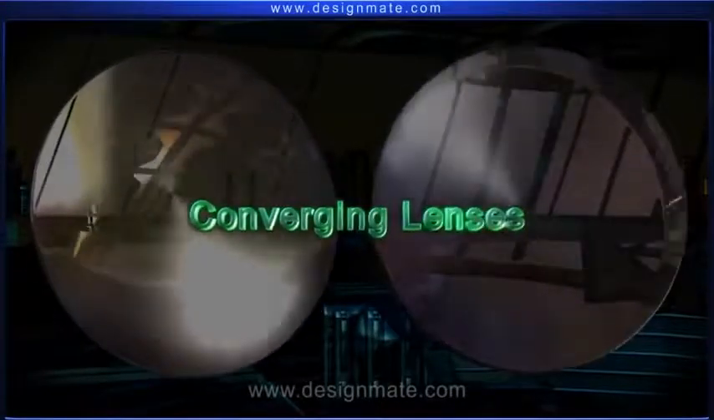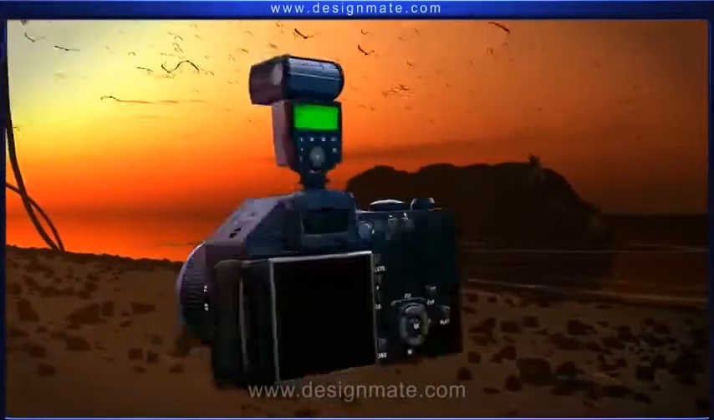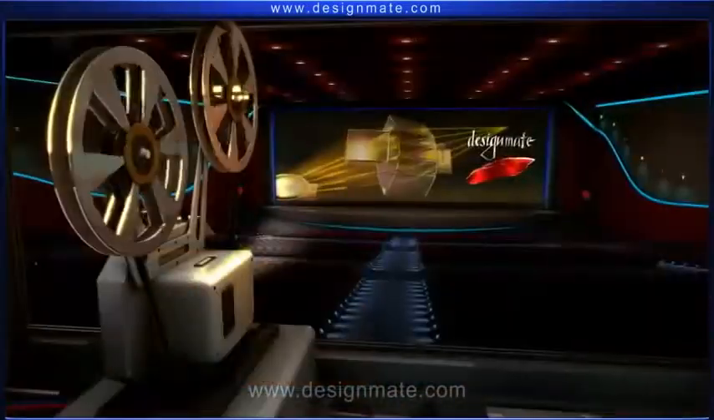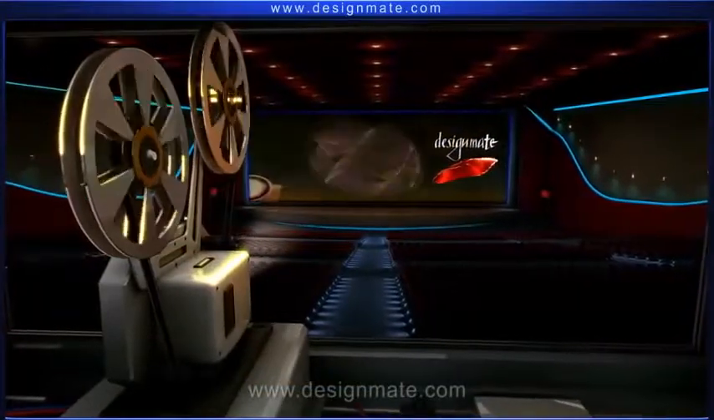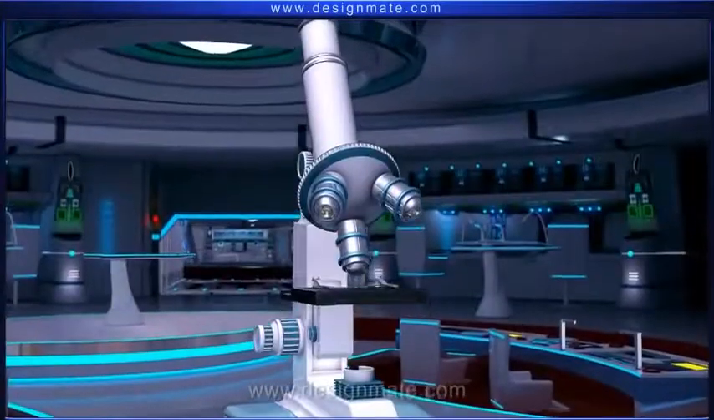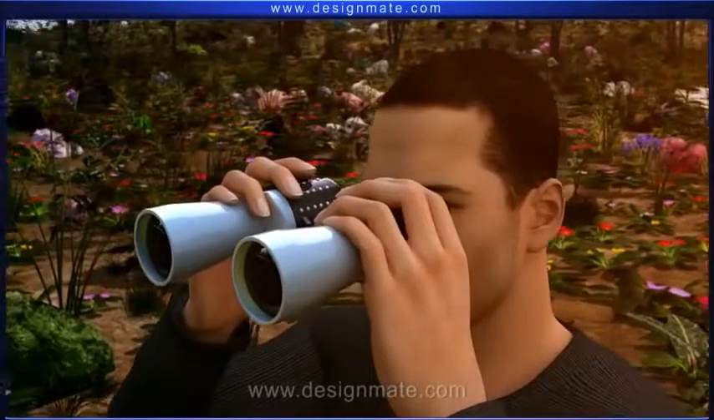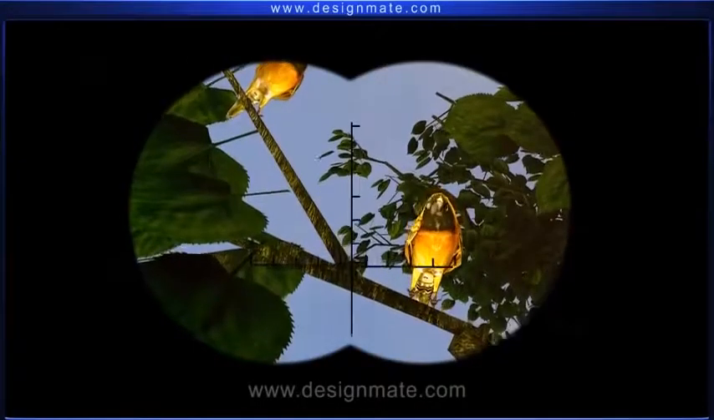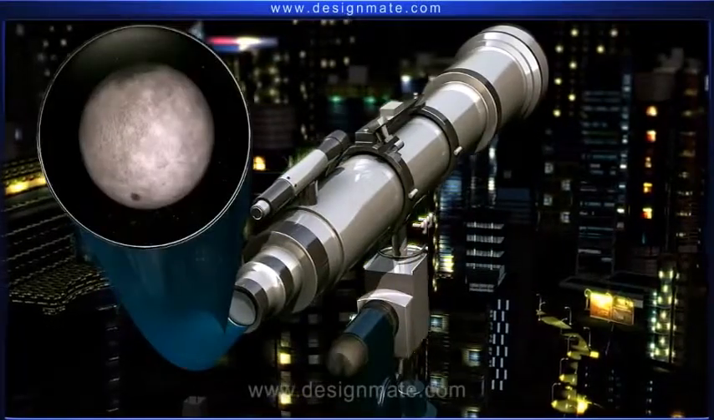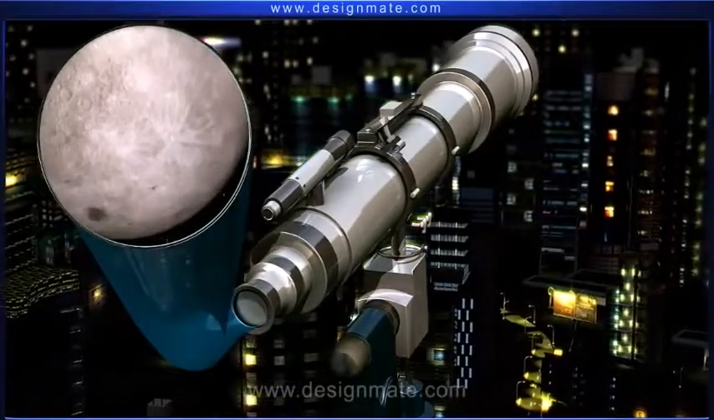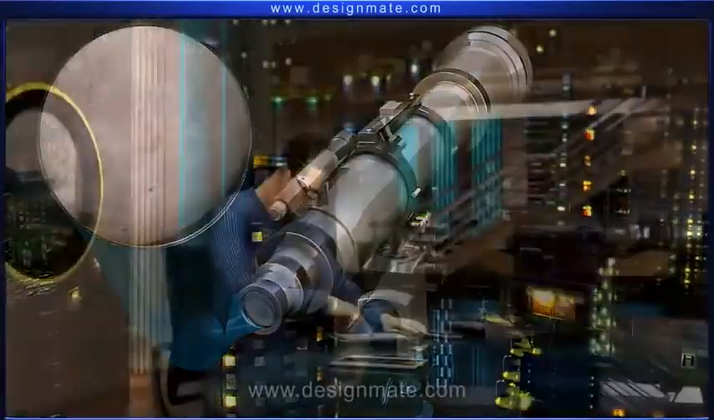Converging lenses, optical instruments like cameras, projectors, microscopes, binoculars, telescopes, etc., have drastically widened our view of the world.